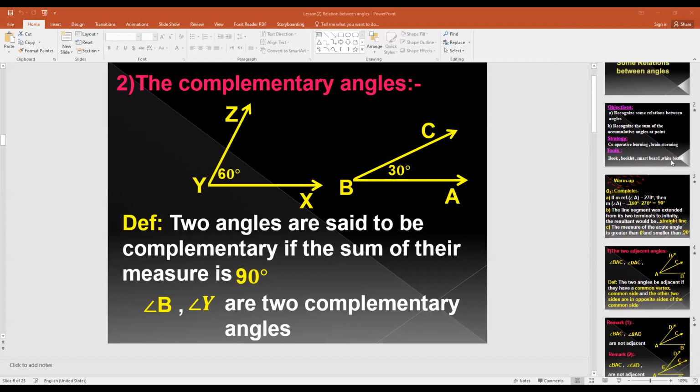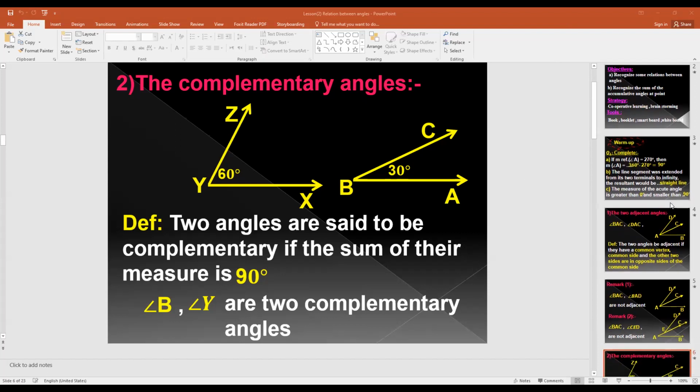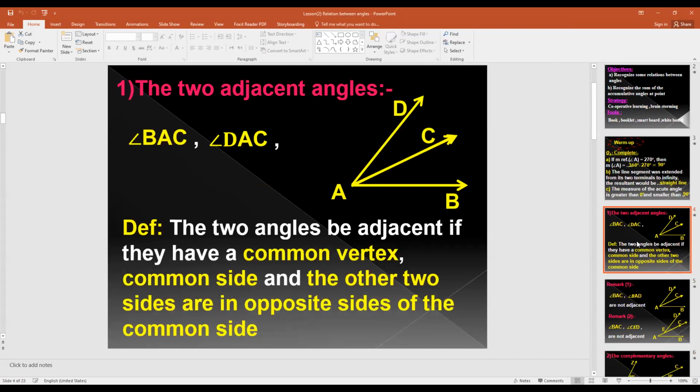Today, inshallah, we will study the relation between angles. Yesterday, we studied some relations between the angles, and we saw two adjacent angles. What is the meaning of two adjacent angles? We can say that two angles are adjacent angles if they have a common vertex and a common side, and the other two sides are on opposite sides of the common side.